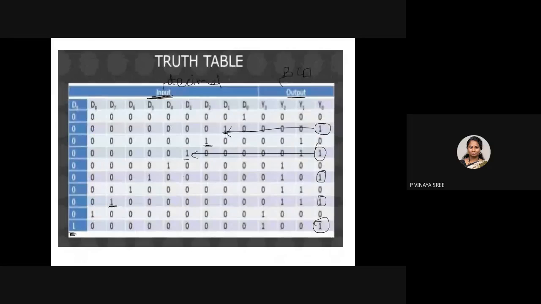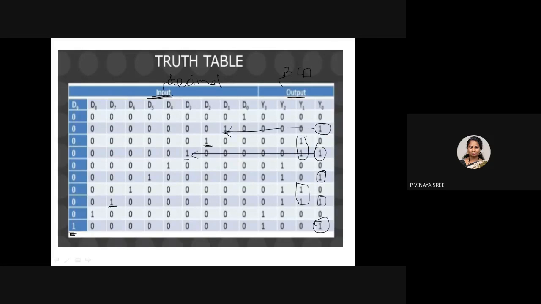Yes. Now, roll number 32. Tell me the expression for y1, ma. D2 plus D3 plus D6 plus D7. Yes, good.